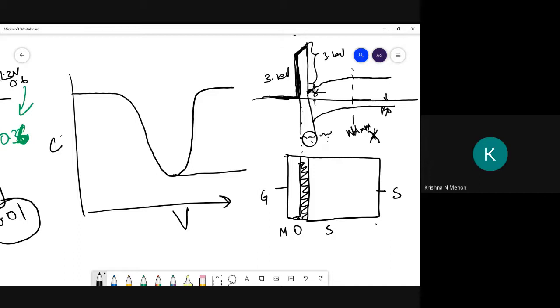So what are we saying? At low frequency, what happens? At low frequency, I changed the gate voltage very, very slowly. So what happened? Electrons which were there in the inversion layer.